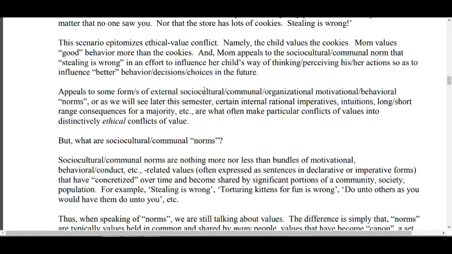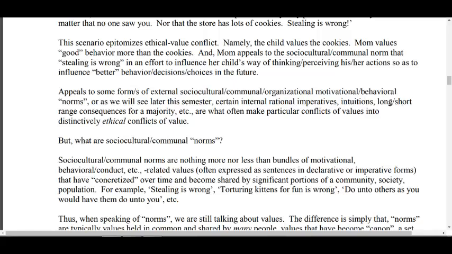And there are other things, besides norms, that show up when we're trying to resolve value conflicts or change behavior. We're going to encounter internal rational imperatives. This falls under a theoretical framework often called deontology. We will encounter it in a few weeks. Intuitions also fall under deontology.